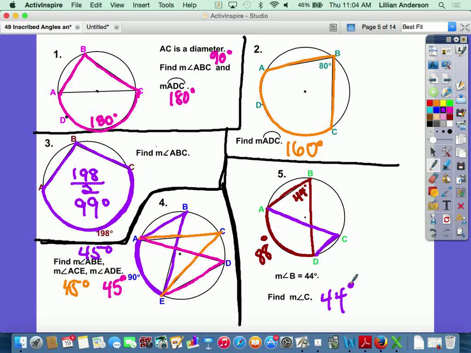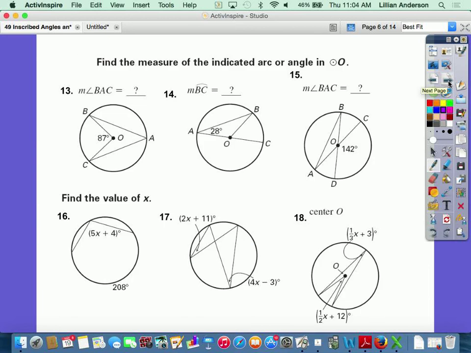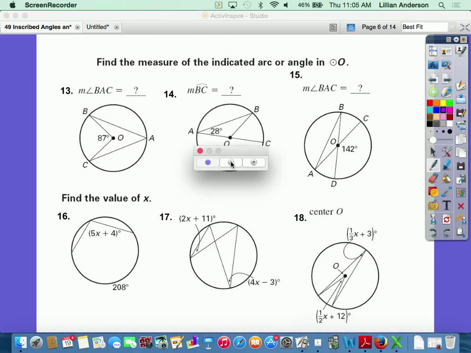So let's practice this. I want you guys to go to the exercises in the back, and look at 13 through 18. I want you guys to try 13, 14, and 15 just right now.